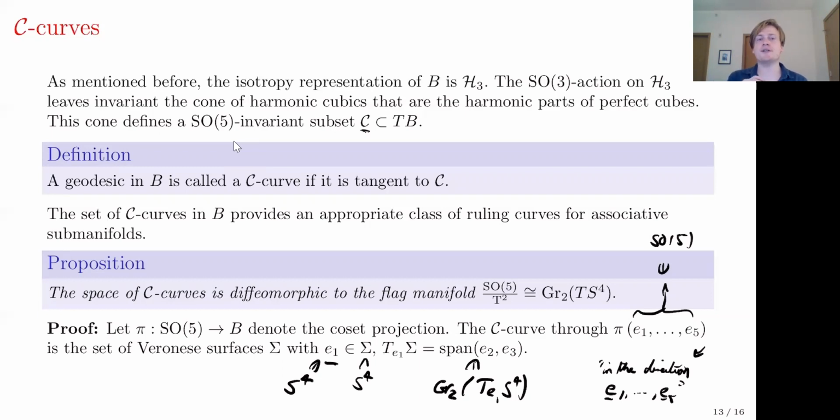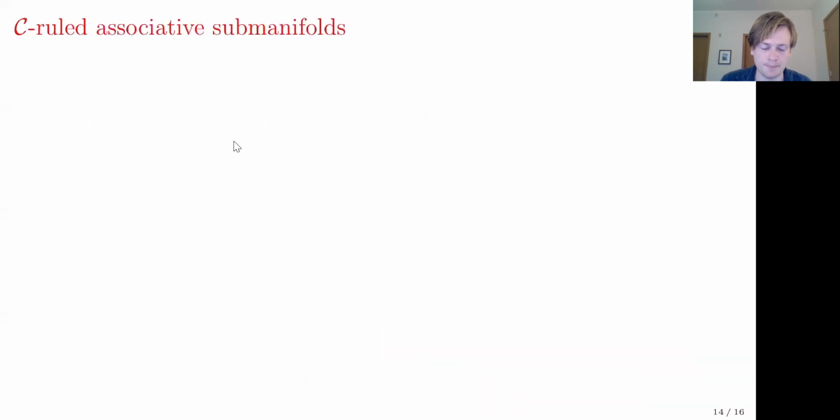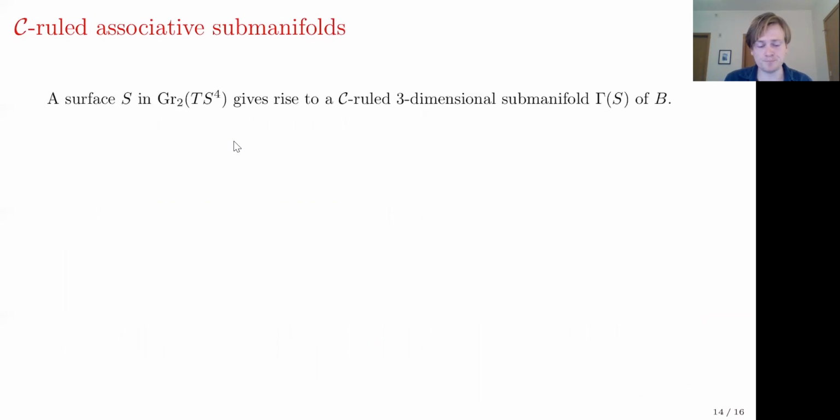So the way to think of C curves: a C curve consists of a one-parameter family of Berger surfaces that all share first order contact at a particular point. So they all have a point in common and a tangent space in common at that point as well. And this is our nice C curve. So these C curves have a very nice geometric interpretation in terms of Berger surfaces. Okay, now we want to study associative submanifolds of B that are ruled by these C curves.